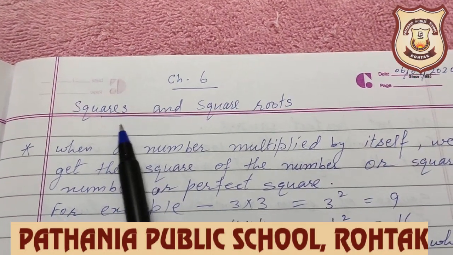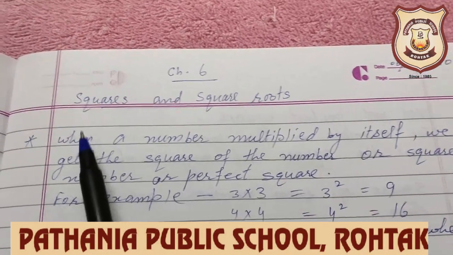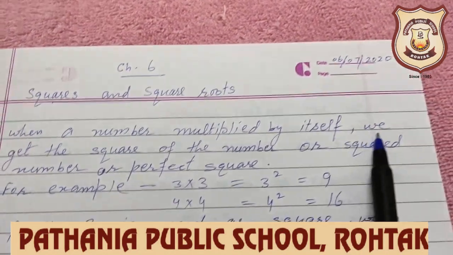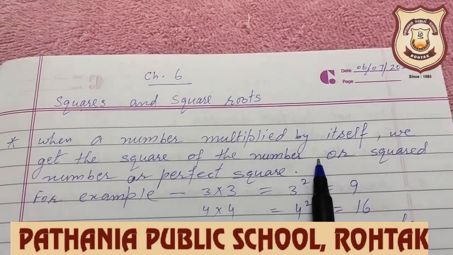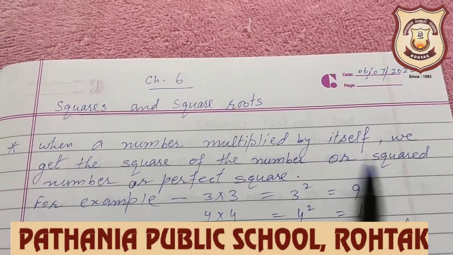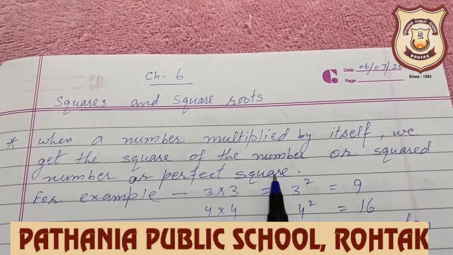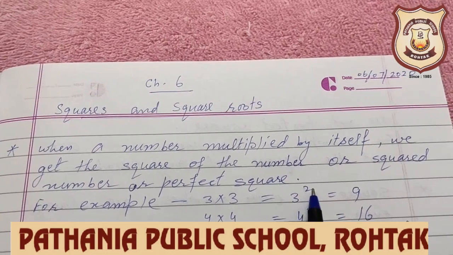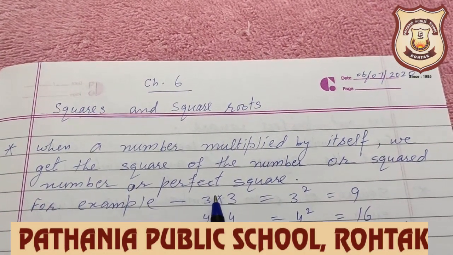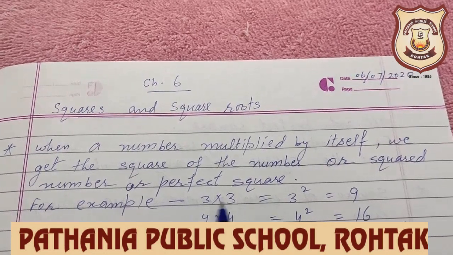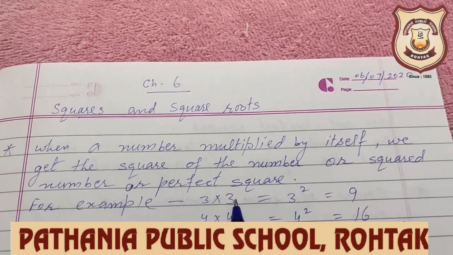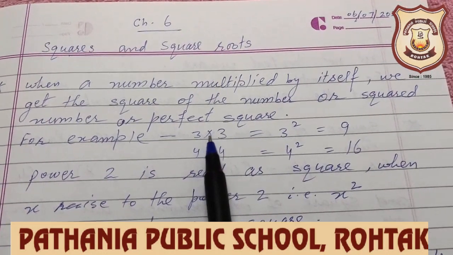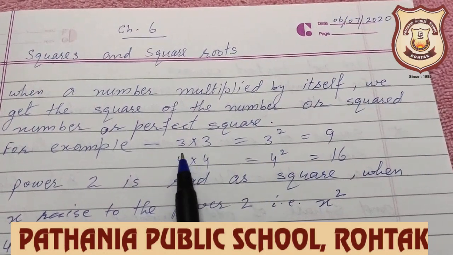What do you mean by squares and square roots? First I will tell you about squares. When a number is multiplied by itself, we get the square of the number, and the result is called a squared number or perfect square. For example, 3 multiplied by 3 is equal to 3 square, 3 raised to the power 2. When we multiply the same number two times, we get the square. It means 3 two times.